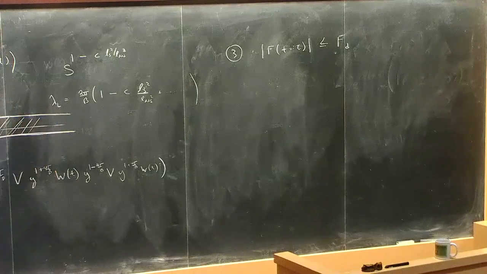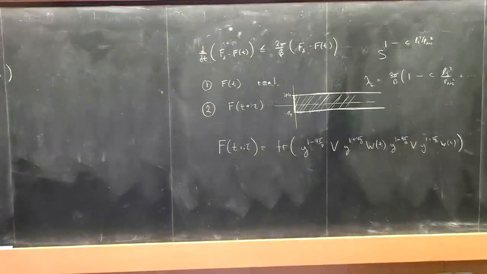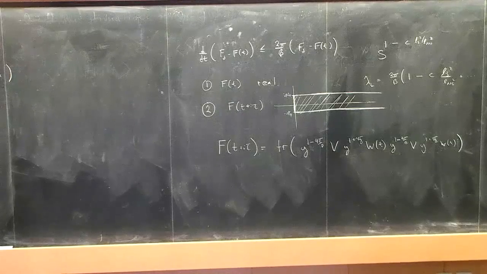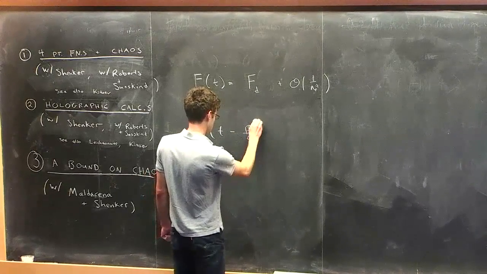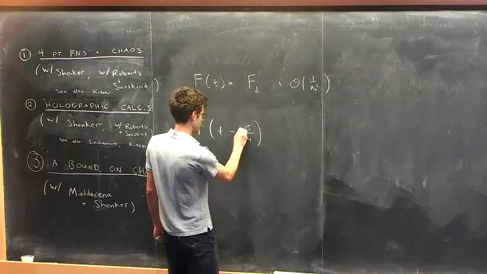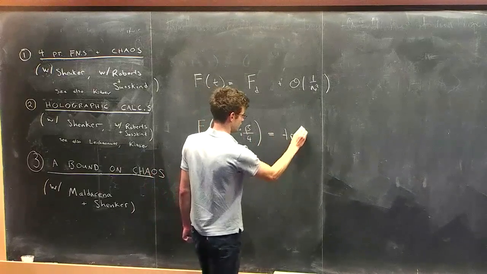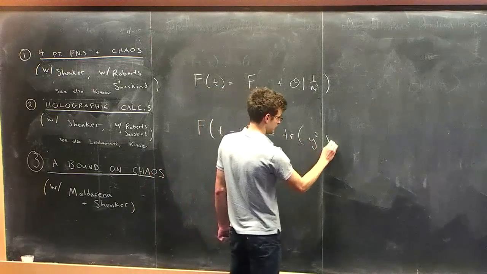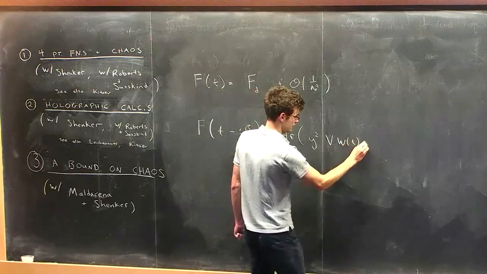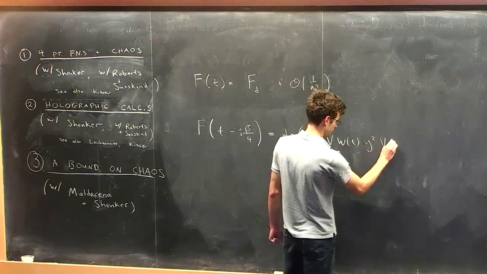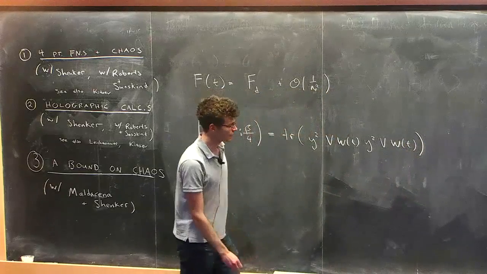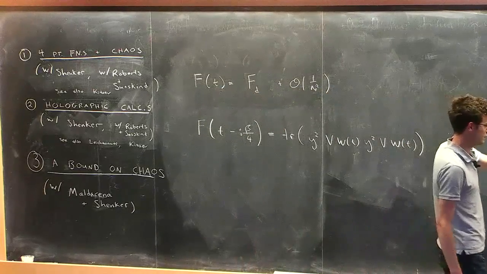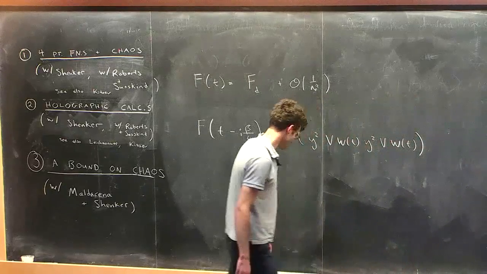The horizontal boundaries are slightly more complicated. So it's helpful here to write out f of t minus, let me consider the lower boundary, f of t minus i beta over 4. That's equal to the trace of y squared v w of t, y squared v w of t. I'm just using this formula here. Have I got it right? Yes. Okay.